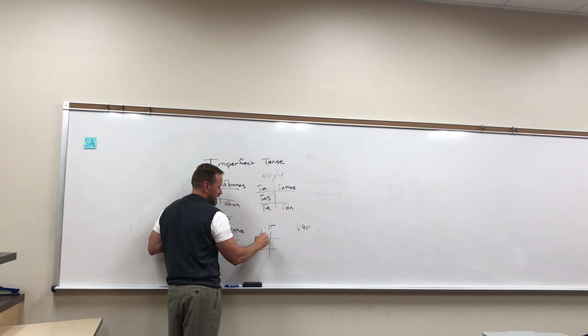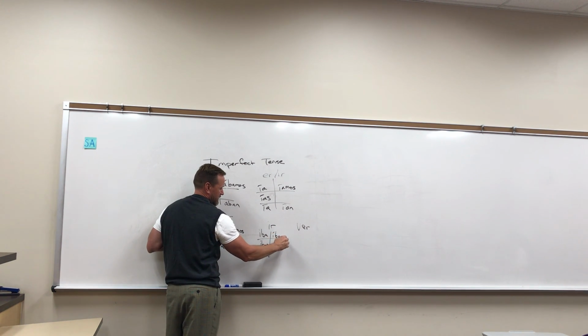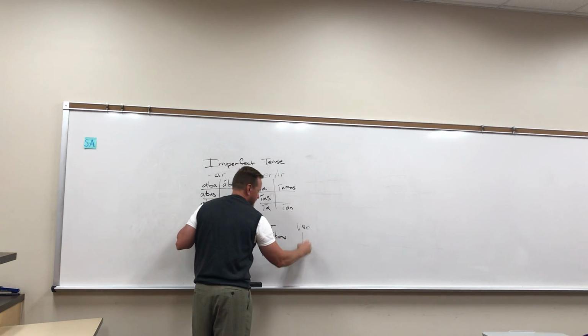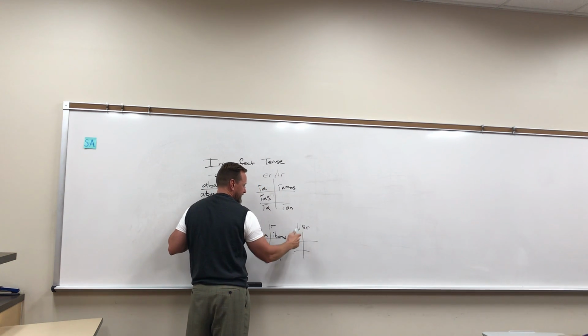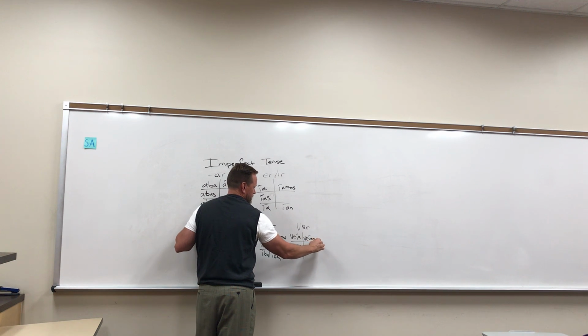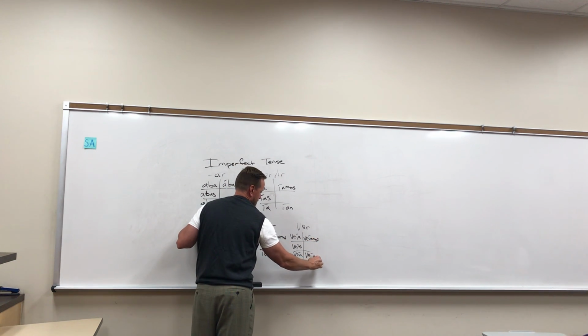Ir: iba, ibas, iba, íbamos, iban. This is not an accent. And then ver is only irregular because it keeps the e: veía, veías, veía, veíamos, and veían.